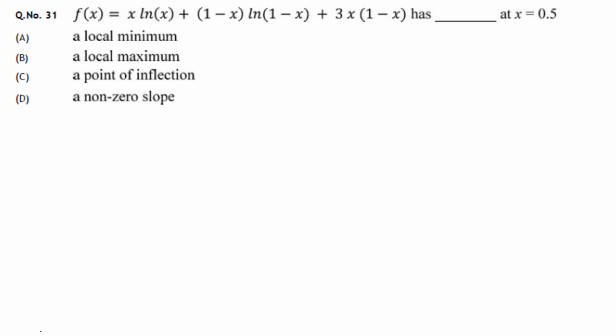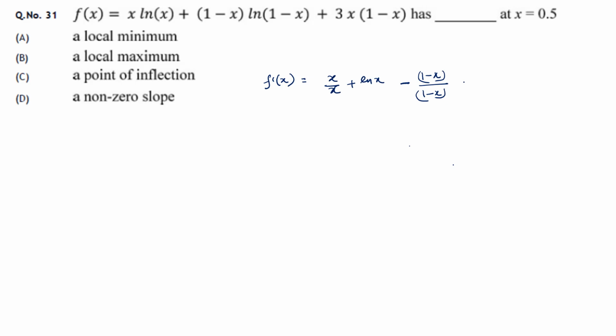Okay, so suppose we need to find whether it has maximum, minimum or point of inflection, we need to differentiate it, right? So to check that, we will have to first differentiate it. So like we'll differentiate it, then it will be x by x plus ln x, and here it will be 1 minus x, and differentiation of minus x will be minus 1, so we'll have to put minus sign over here.